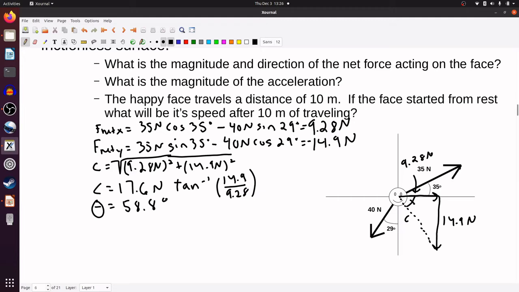A couple of ways we can measure it. That could be 58.8 south of west, since it's just to the south of west. It could also be a negative 58.8 measured from the x-axis. Or 360 minus that, which gives me 301 point something; we'll round it to 302 degrees, measured also from the x-axis, if you circled all the way back around. Okay, that gets that part of the problem.